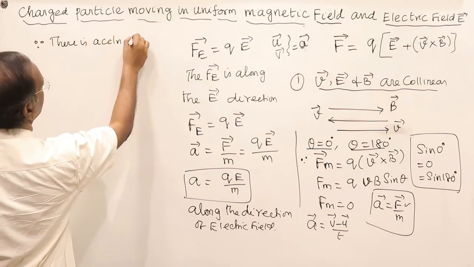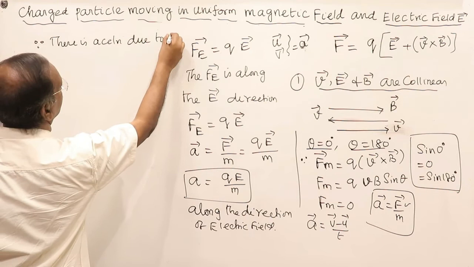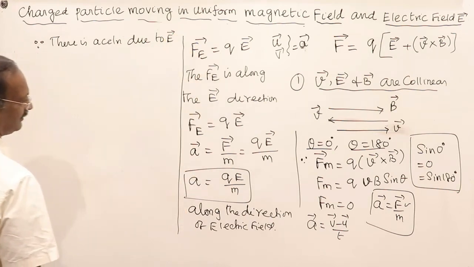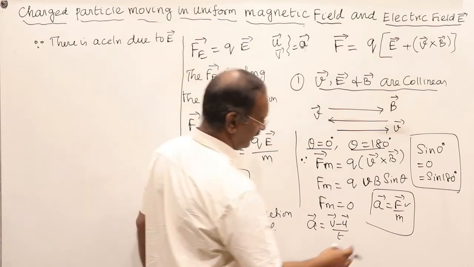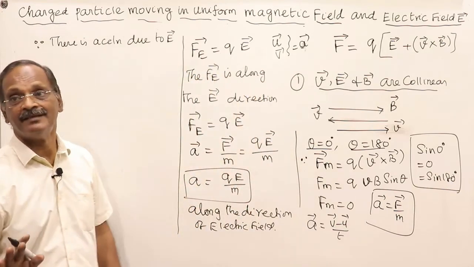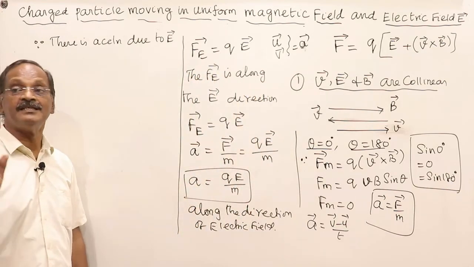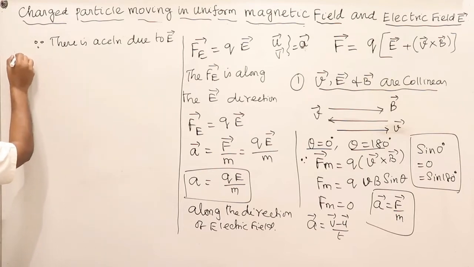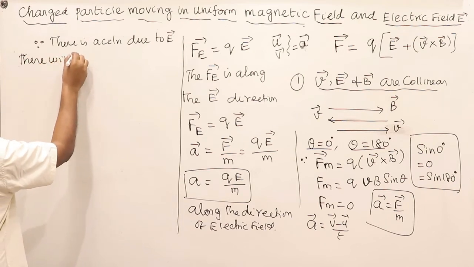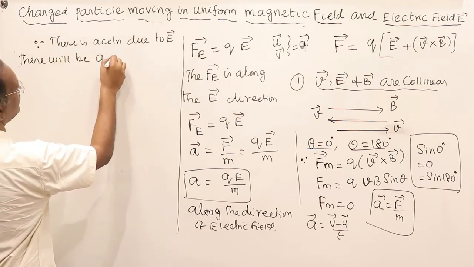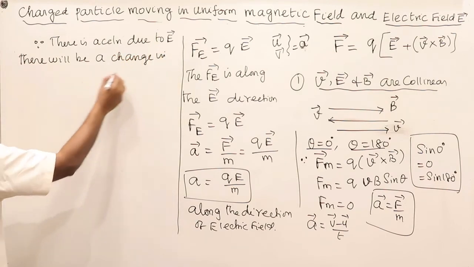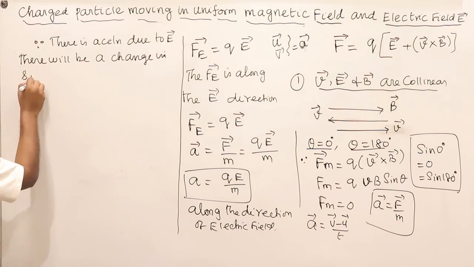Acceleration due to electric field alone, because in a magnetic field, the magnetic force is equal to zero. Magnetic force equal to zero means acceleration is equal to zero due to the magnetic field. As a result, there will be a change in the speed of the particle. Due to E, there will be a change in speed of the particle.